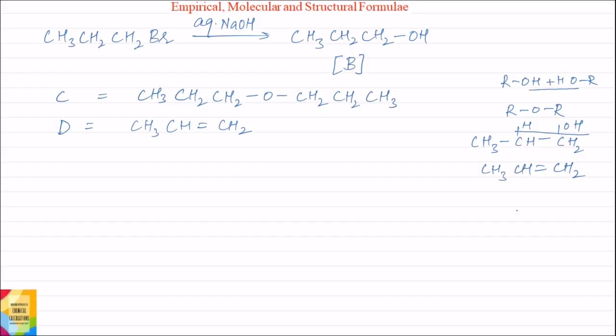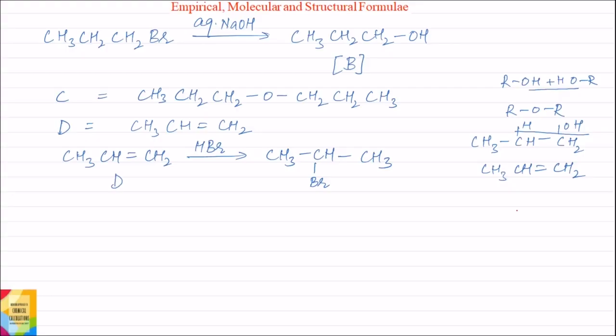D when heated with HBr gives isomer of A. So when D is treated with HBr, that is CH3-CH=CH2 when treated with HBr, the compound that will be formed will be an isomer of A. So the structure of the compound will be CH3-CHBr-CH3. Now this is the isomer of A which is formed on treatment of D with HBr.